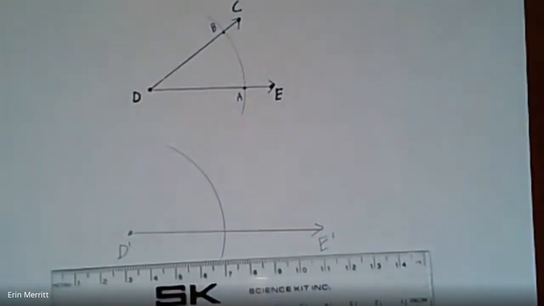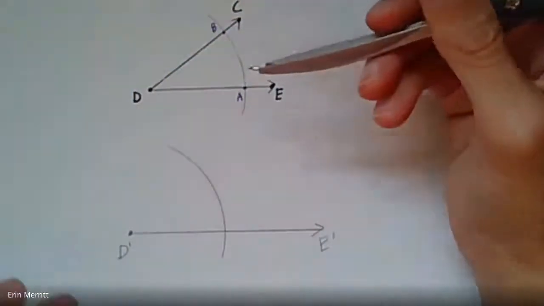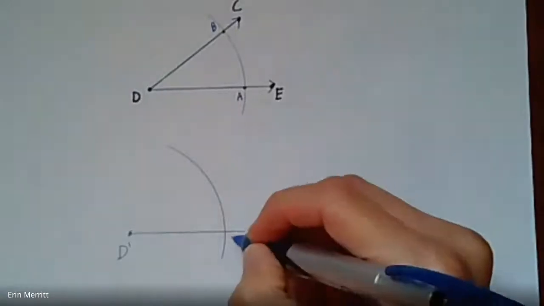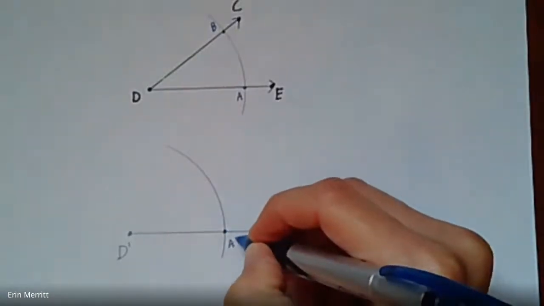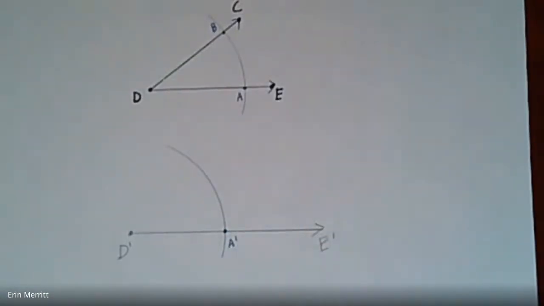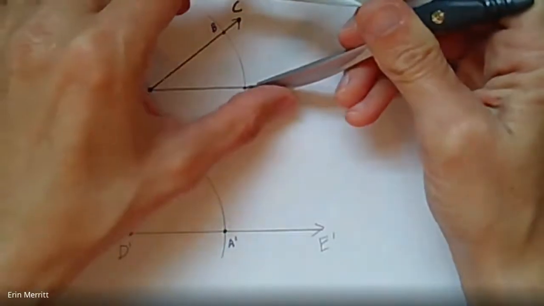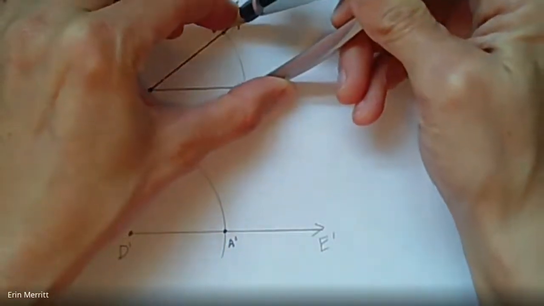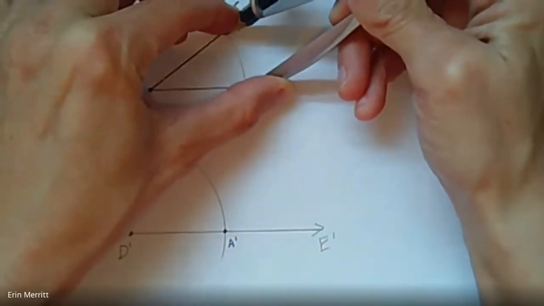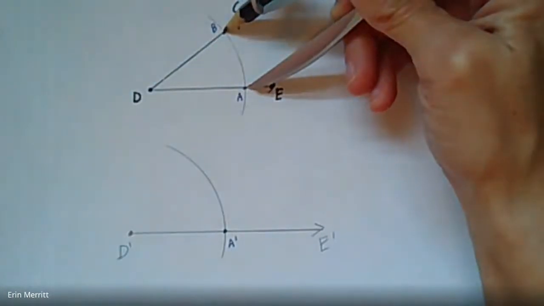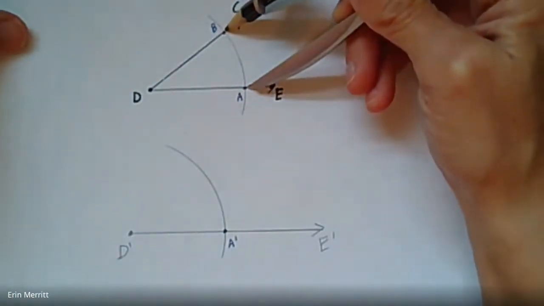My next step: let me mark that bottom intersection point as A prime, so you can see how things are matching up. Now I'm going to use my compass to measure the distance between points A and B on my original picture. So let me close that up. There's the distance from A to B, and you're going to come down here.